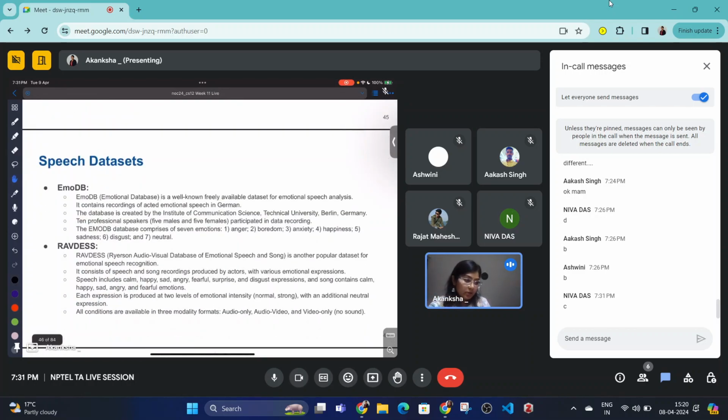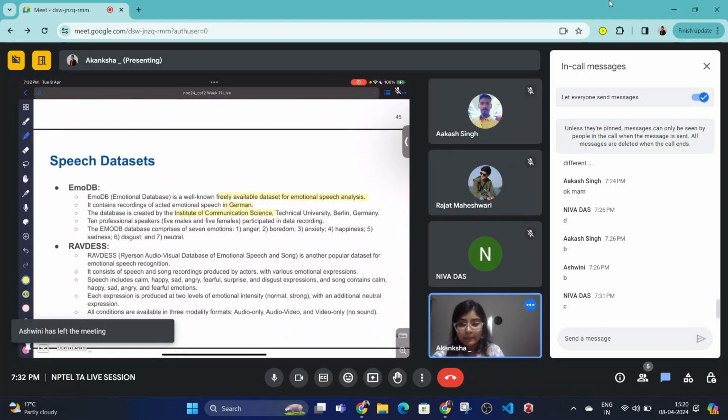So first is EmoDB, which is known as a freely available dataset for emotional speech analysis. It's a very famous one, and it's mostly in German language. It was created by the Institute of Communication Science in Germany, and these are the details. 10 professional speakers are there, and it contains 7 emotion categories: anger, boredom, anxiety, happiness, sadness, disgust, and neutral.